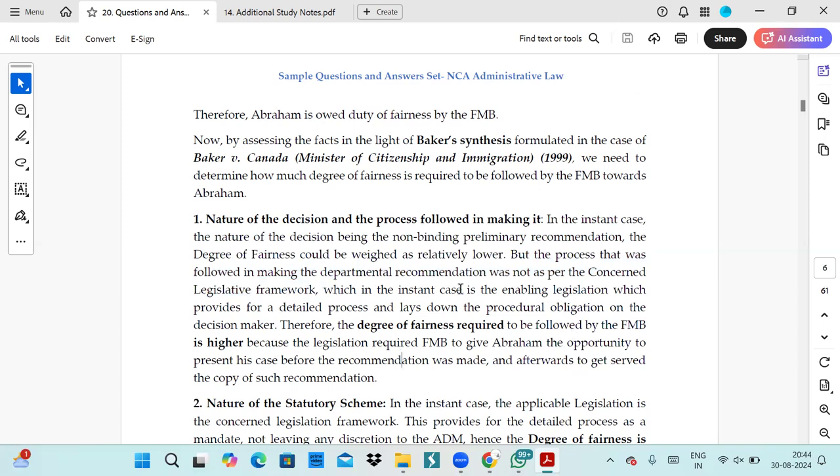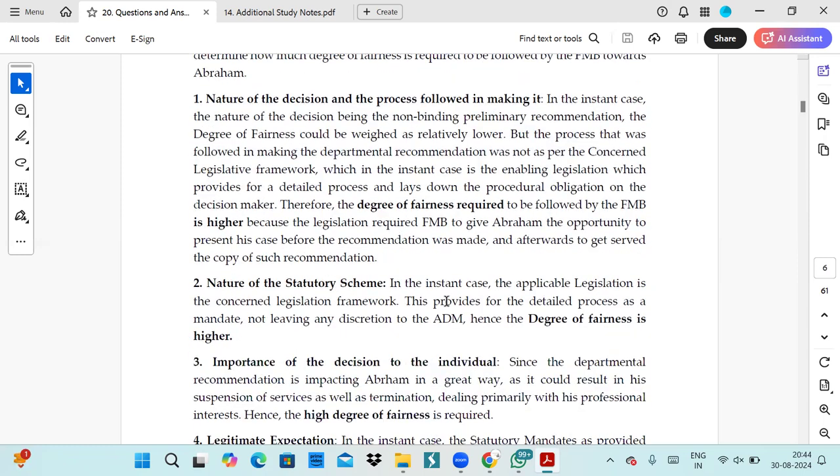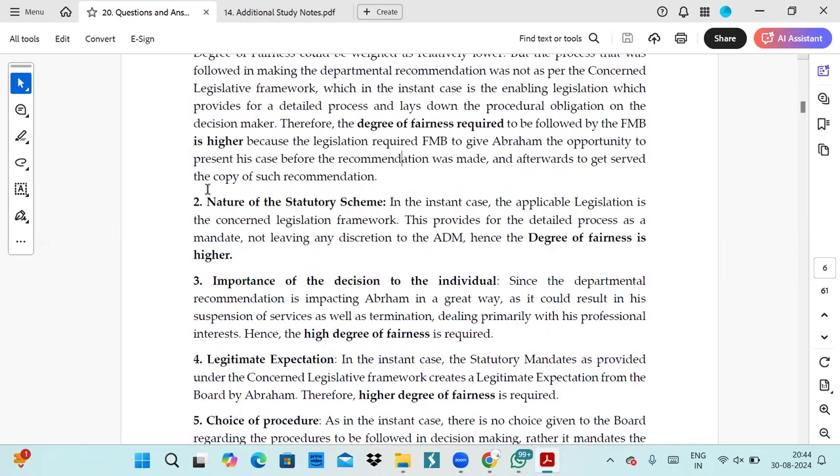So here, yes, you will say that if they have not followed what is written, common law is different, practice is different, but something that is written in the law definitely needs to be followed, it is compulsory. So if it is not followed, then the degree of fairness is of course higher in that situation.